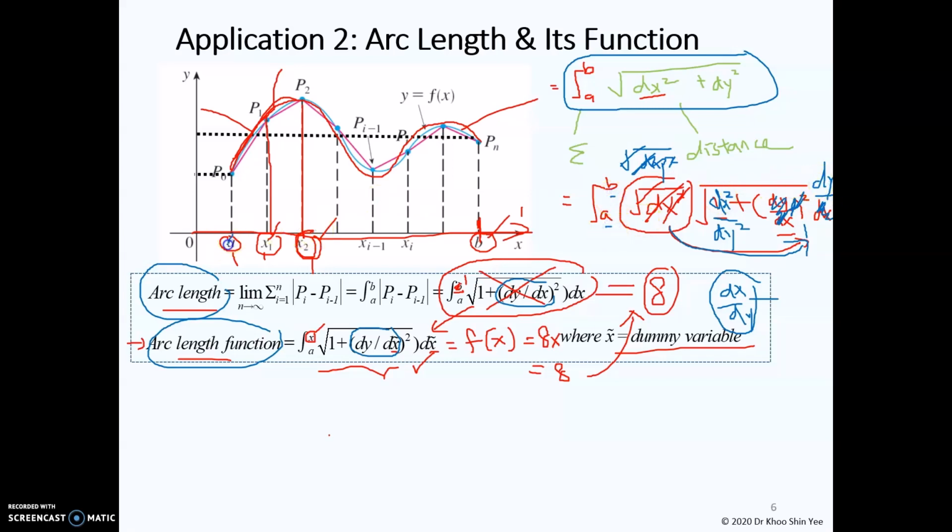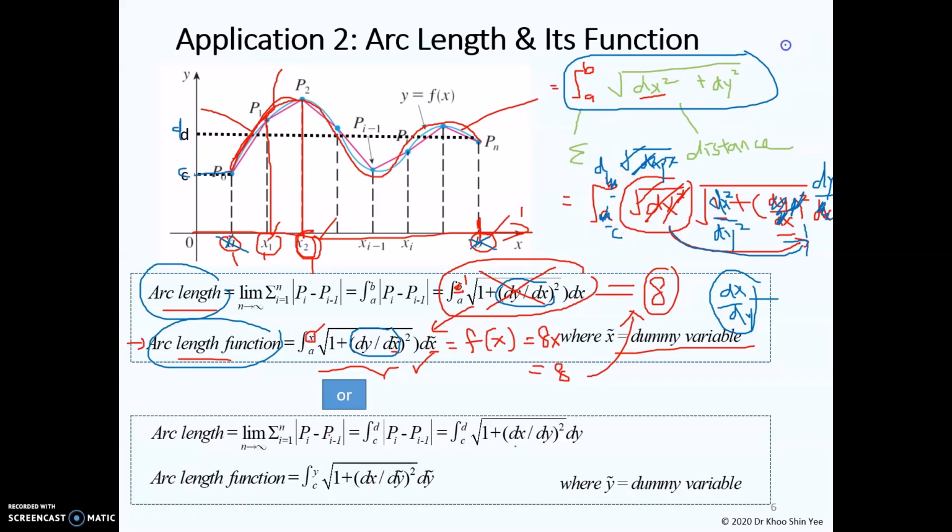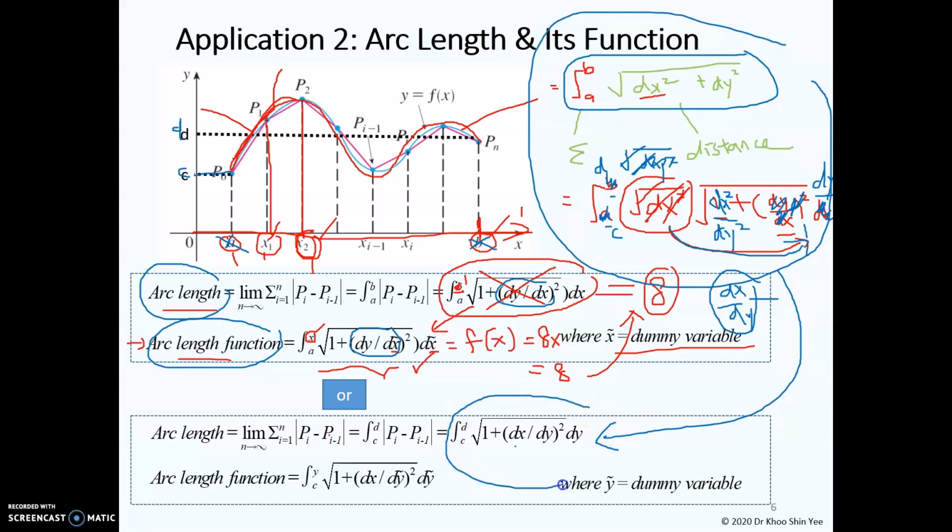So a and b are the limits in the x-axis, so we cannot use them. Let's say here is the lower limit for the y-axis, and here is the upper limit for the y-axis. So you need to replace the limit here with the y-axis limit. By doing this derivation, you can obtain another arc length equation which involves dx over dy instead of the previous dy over dx.